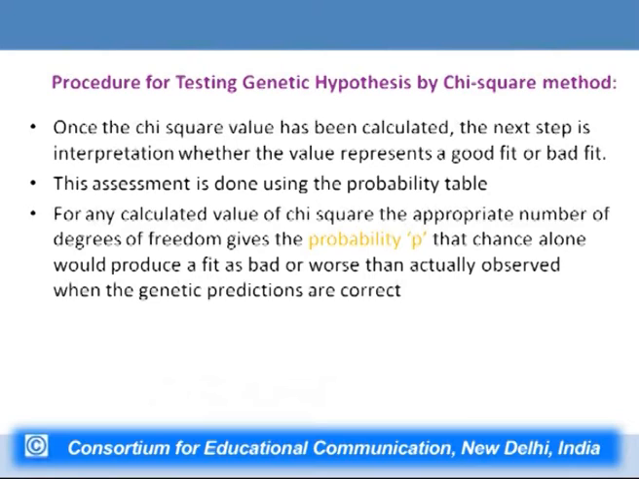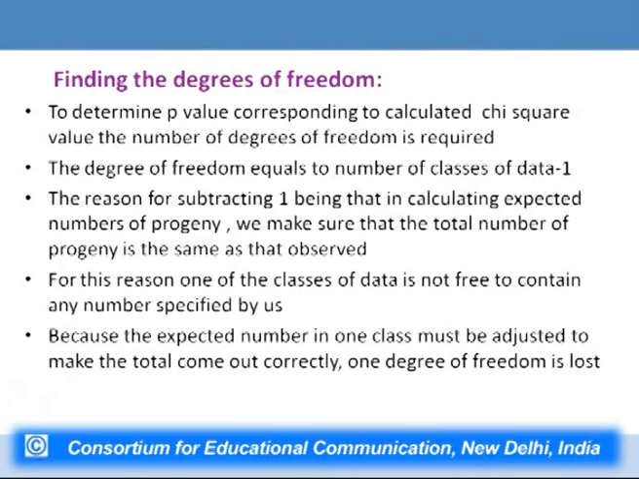For any calculated value of chi-square, the appropriate number of degrees of freedom for that particular experiment gives the probability P that chance alone would produce a fit as bad or worse than actually observed when the genetic hypothesis or the genetic prediction is correct. To determine the p value corresponding to a calculated chi-square value, the number of degrees of freedom is required. The degree of freedom equals the number of phenotypic classes in an experiment minus 1. That is, we subtract 1 from the total number of phenotypes in that experiment to obtain our degree of freedom.